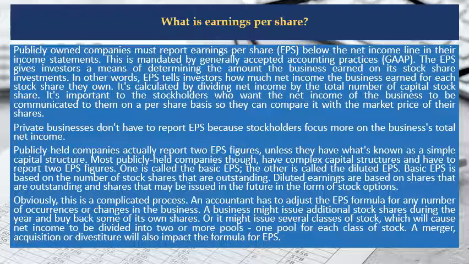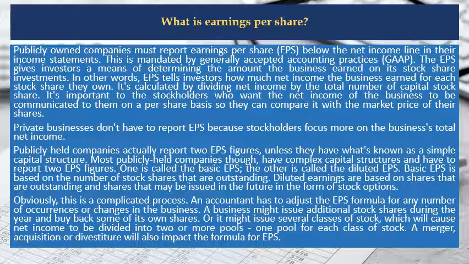Basic EPS is based on the number of stock shares that are outstanding. Diluted earnings are based on shares that are outstanding and shares that may be issued in the future in the form of stock options. Obviously, this is a complicated process.